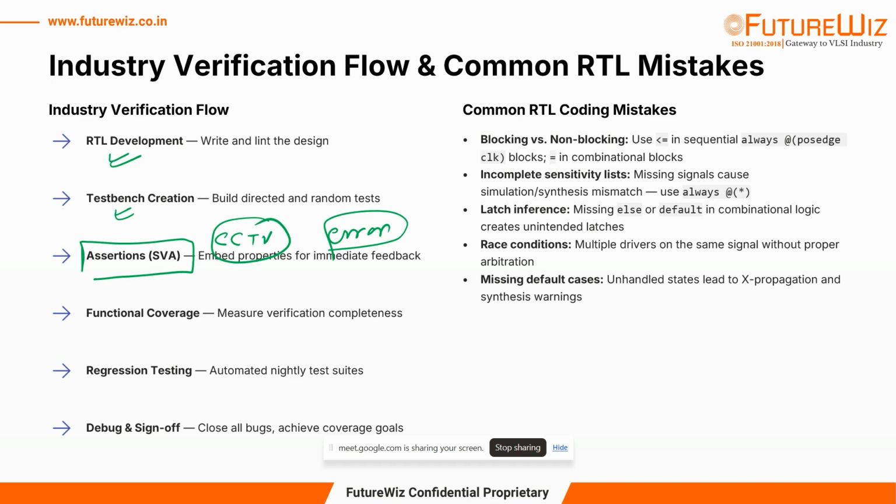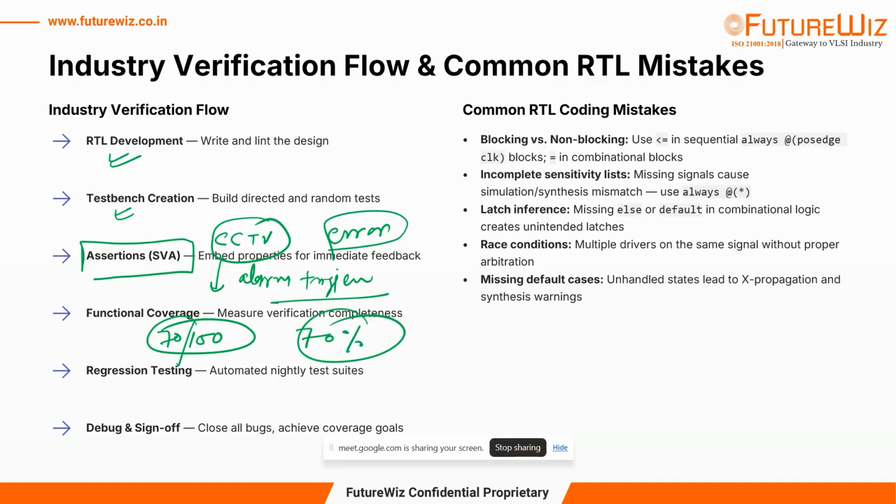Yes, we are finding some mistake over here, some bug. It simply triggers the alarm whenever some unusual activity happens. The alarm is going to be triggered, right? Then functional coverage: let's say I have 100 test cases, and out of them 70 test cases pass, so it means 70% coverage. We can say that it is successful.